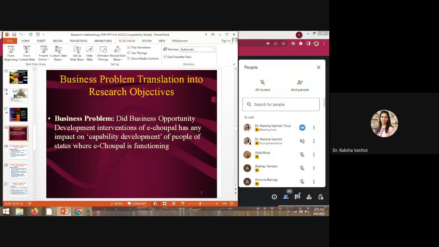I think I am clear on the research problem given to you. I'm explaining the research problem. I just want to check the impact of opportunity development interventions of e-Chopal on capability development. So when we choose the topic we can say the topic is the impact of business opportunity development interventions on capability development.